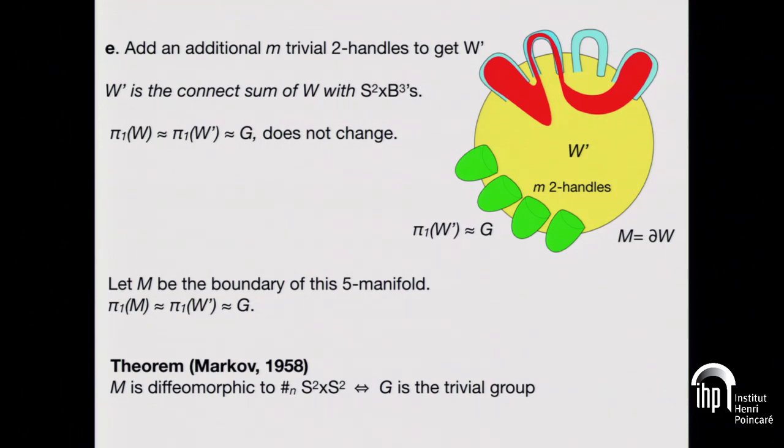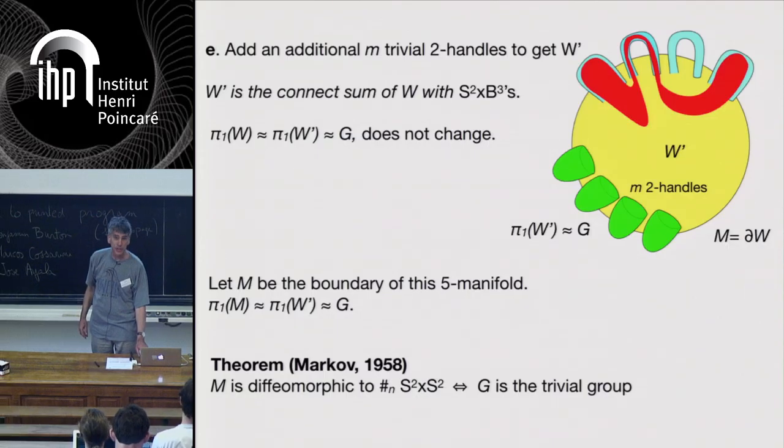And now what Markov claims is that this manifold M, which is the boundary of this W prime, this final object here, is diffeomorphic to a connect sum of S2 cross S2s if and only if G is the trivial group. Okay, so that's going to give us undecidability of the recognition problem. Because we're not going to be able to answer the question of whether G is the trivial group, so we're also not going to be able to answer the equivalent question of whether this is a connect sum of S2 cross S2s.